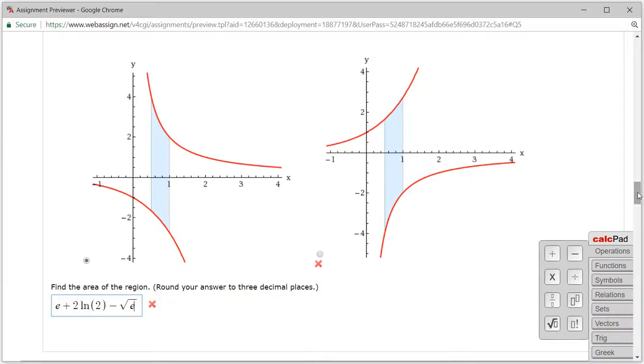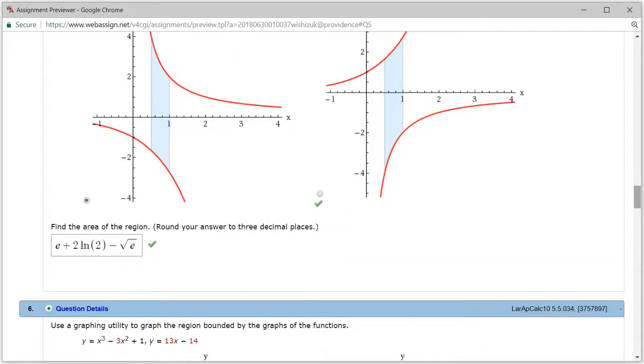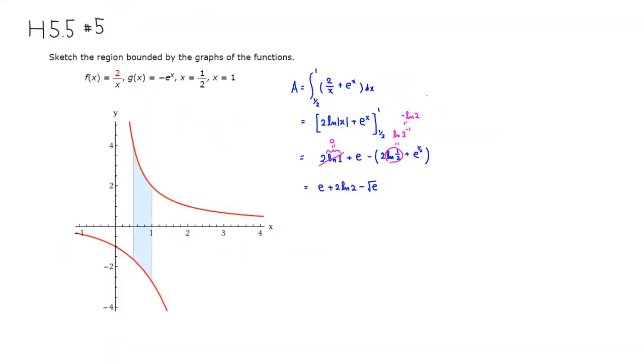So let's check the answer. Submit for testing. It came back and looks like we got the correct picture and the correct area there. That's it. I hope that this was clear.